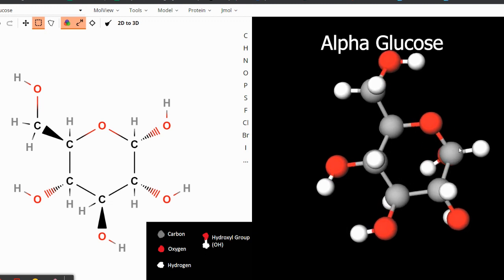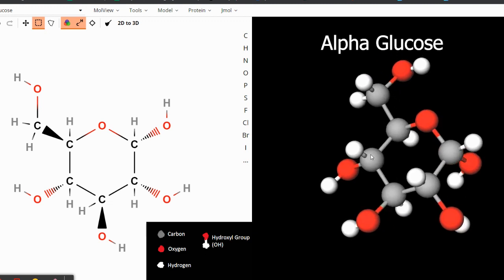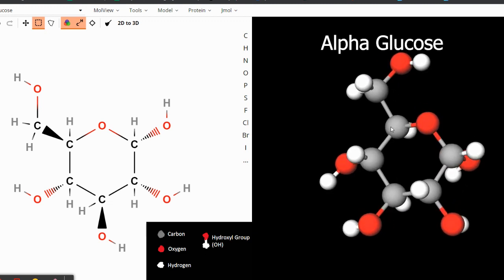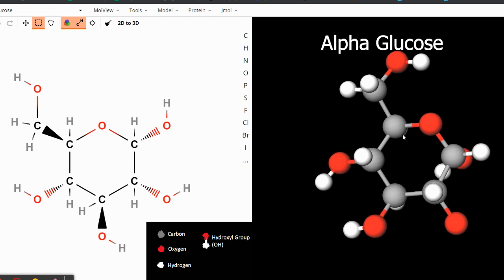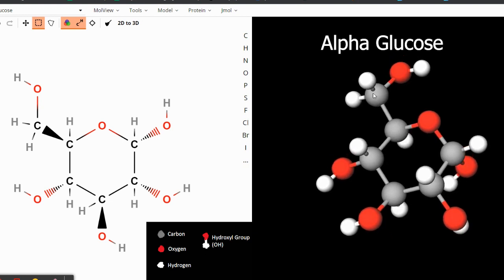Meanwhile, this is the first carbon atom, this is the second, this is the third, this is the fourth, and this is the fifth. Notice that I had only mentioned 5 carbons instead of 6. This is because the 6th carbon atom is here, bonded to the 5th carbon atom, as well as to 2 hydrogen atoms and a hydroxyl group.